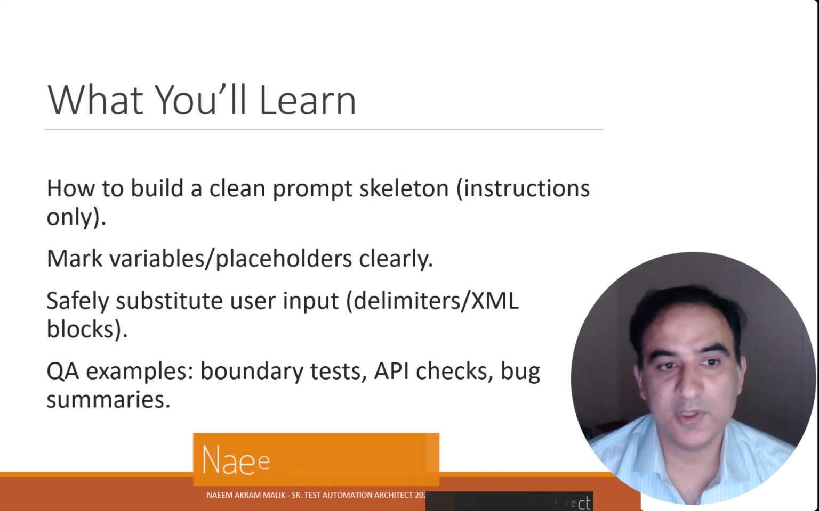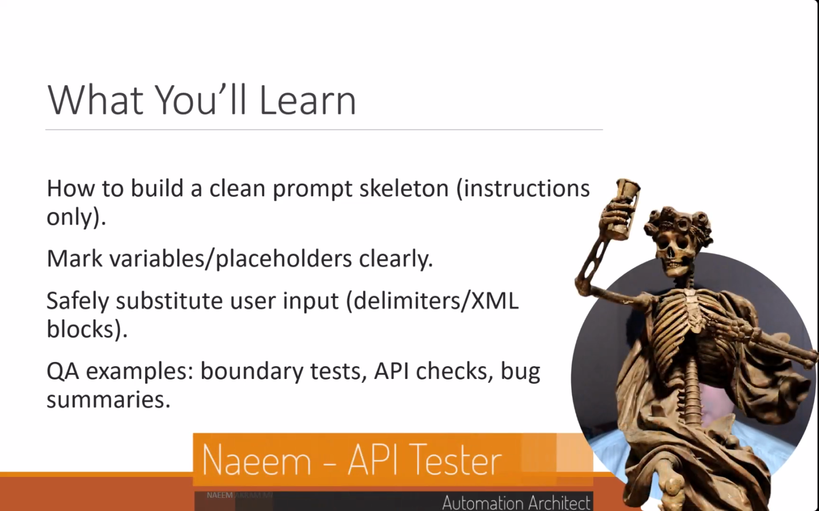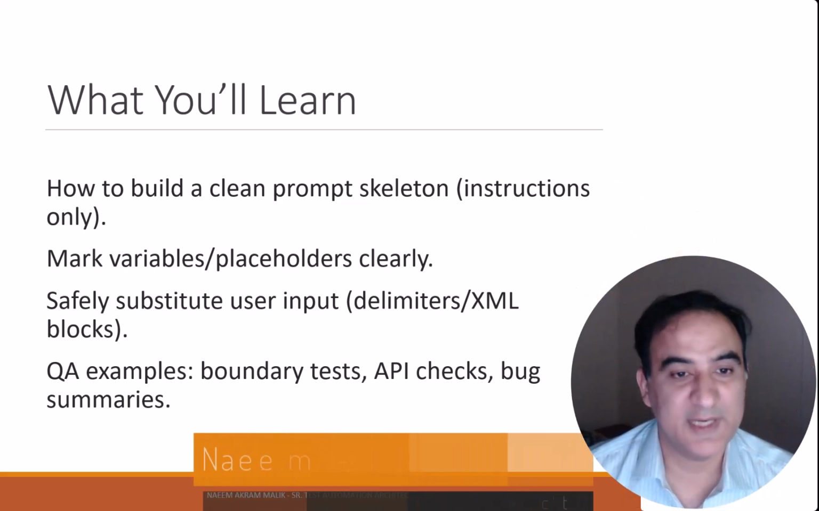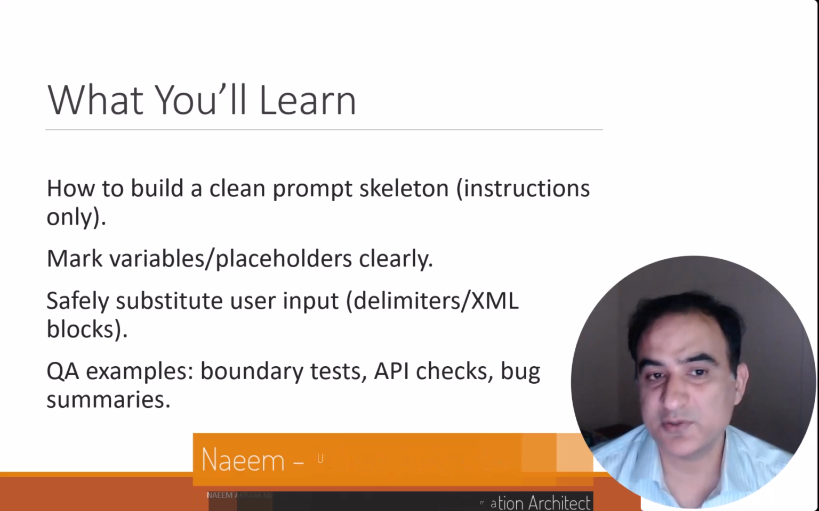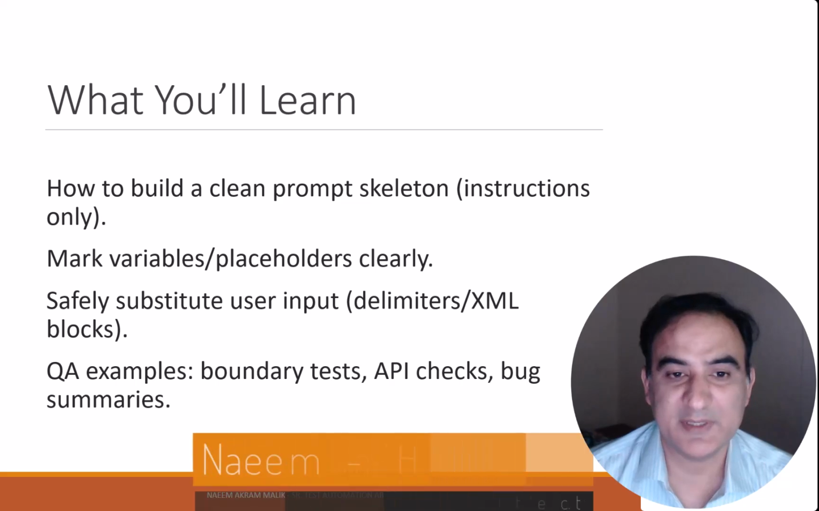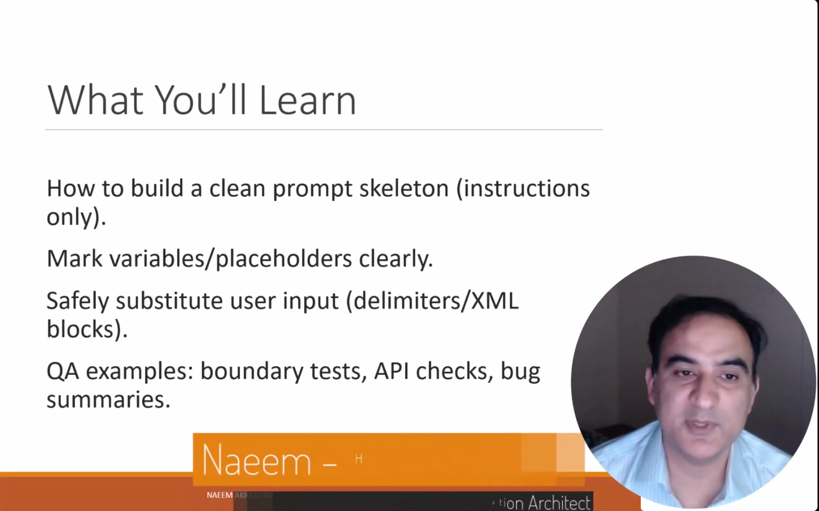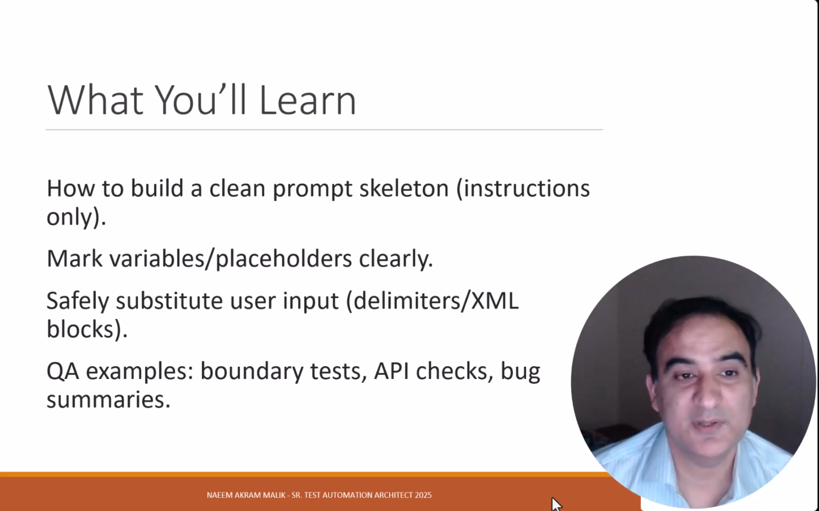In this video, you will learn how to build a clean prompt skeleton with instructions only, keeping the data separate. You will learn how to mark variables and placeholders clearly, and how to safely substitute user inputs with delimiters using XML. If you are a QA, these things will be useful for you to create boundary tests from specifications, create API checks from Swagger, and generate bug summaries from issue text.